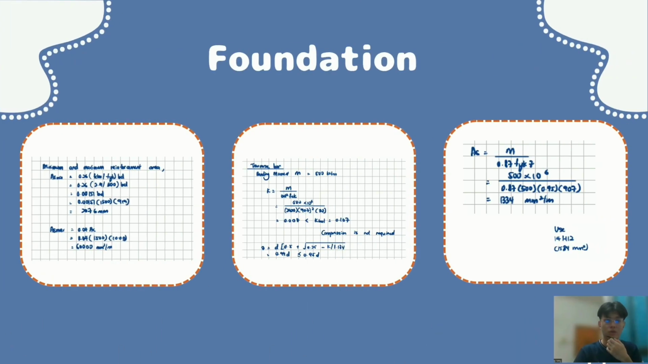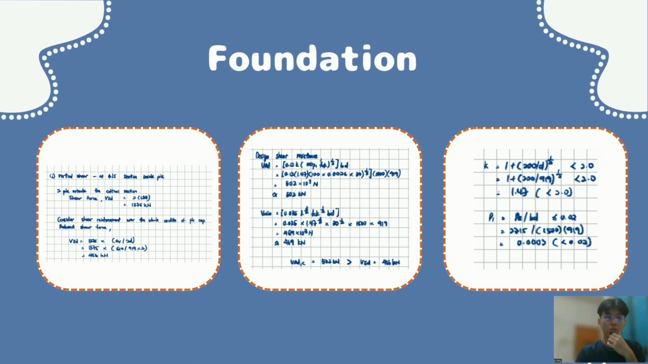Next, we calculate the transverse bar. The transverse bar calculation is actually the same as the longitudinal bar. We first calculate the K value, which is 0.008, smaller than K balance. Therefore, compression is not required. Then we calculate the As required, which will be 1334 mm² per m. Therefore, the bar provided will be 14H12, with a reinforcement area of 1584 mm², which is bigger than the As required. Therefore, it is applicable.